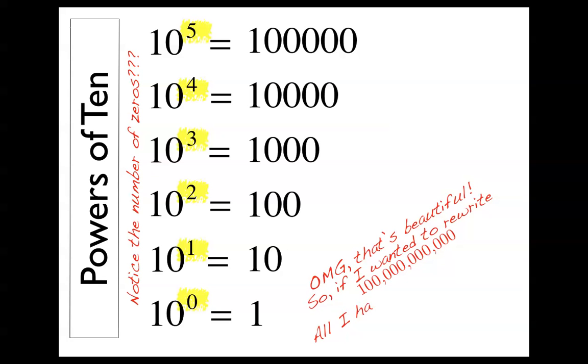Okay, that's crazy. So if I wanted to write 100 billion, all I have to do is count the zeros and write it out as 10 to the 1, 2, 3, 4, 5, 6, 7, 8, 9, 10, 11th power. Okay, isn't it a lot easier to write 10 to the 11th power than it is to write 100 billion? Yeah. So it's an abbreviation. We're going to use that to help us later.